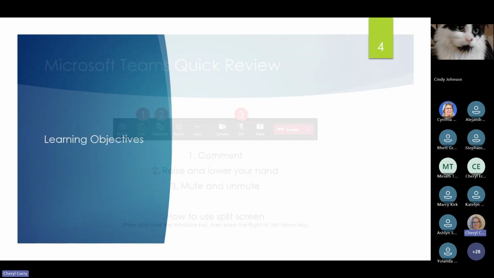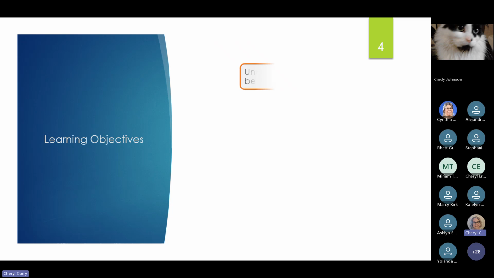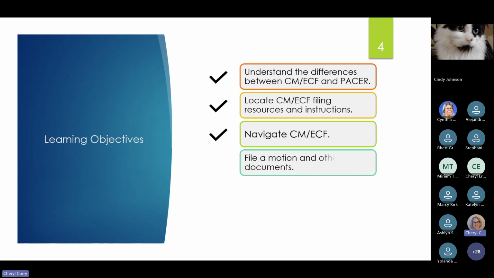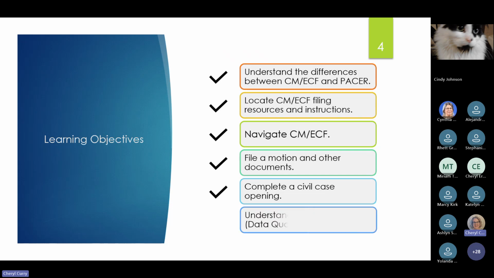To start out with, what we're going to be covering today is we're going to be learning about the difference between CM/ECF and PACER, locating filing resources and instructions, navigating the system itself. We're going to file a motion and other supporting documents. We're going to complete a civil case opening, and then we're going to talk a little bit about our DQ program, or data quality program, here at the court.